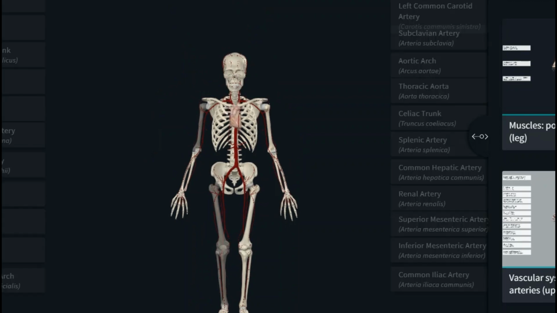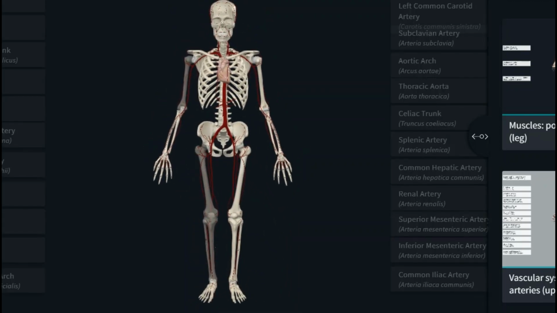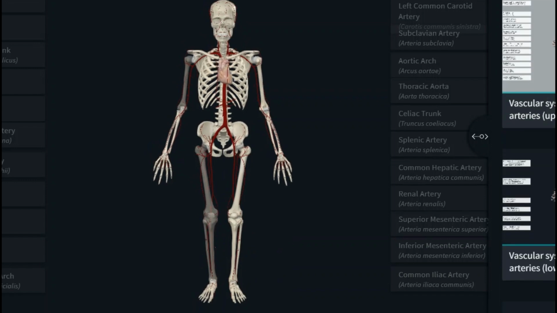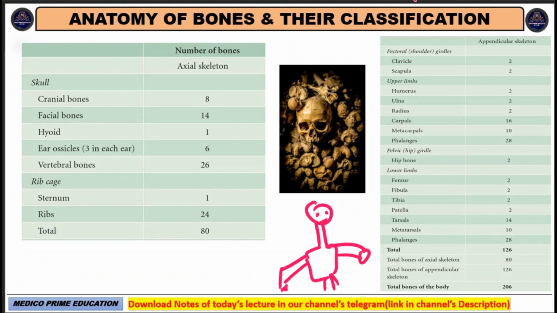Here you can see how the vascular system looks like. Understand? So this is all about the part we will discuss in the further lectures. So let's move to our main topic here.